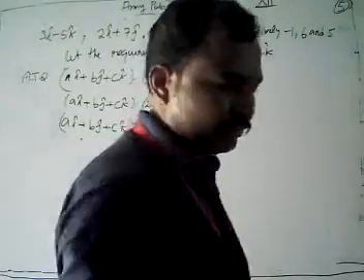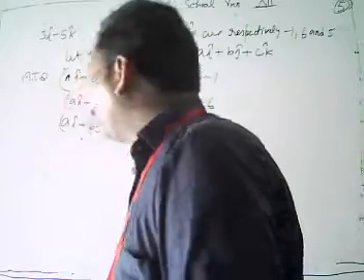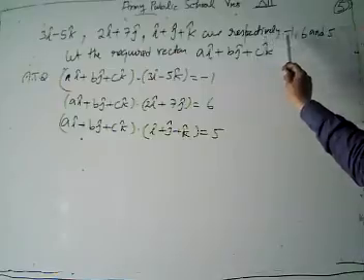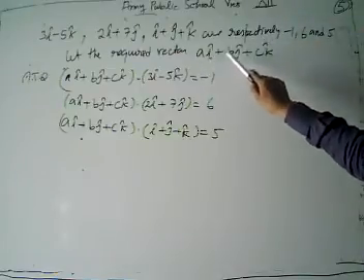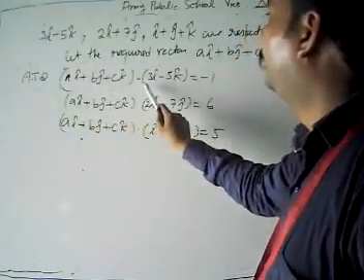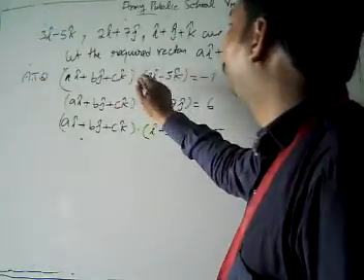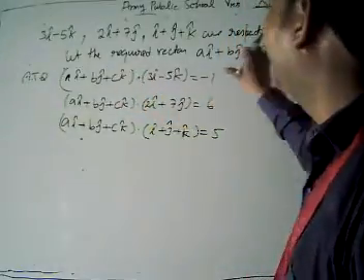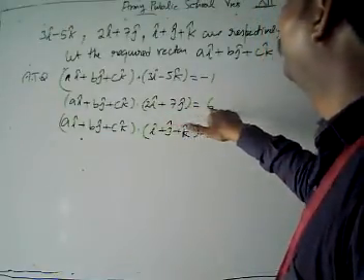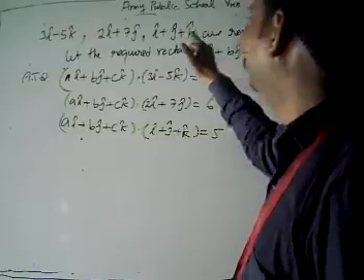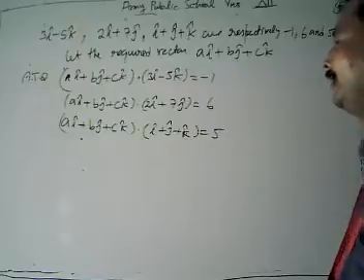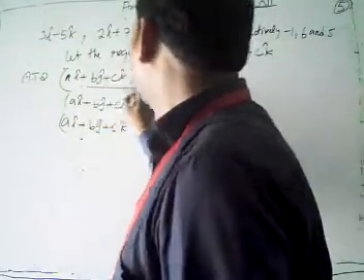Now look, what is given in the problem? The dot products of the vector with these vectors are respectively minus 1, 6 and 5. We have taken the vector ai cap plus bj cap plus ck cap and take its dot product with 3i cap minus 5k cap, which equals minus 1; with 2i cap plus 7j cap, which equals 6; and with i cap plus j cap plus k cap, which equals 5. Now let us solve this.